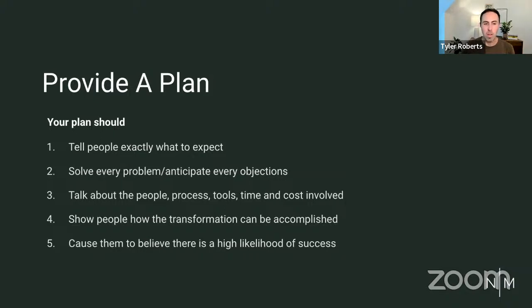So we want to, number one, tell people exactly what to expect when they follow the call to action. We want to make sure that we're solving problems or anticipating objections prior to them calling. So that could be like pricing, it could be timing, it could be just general anxiousness about contacting an attorney. Number three, we want to talk about the people, the processes, the tools, the time, and the costs involved. So again, we're breaking down that barrier. We're demystifying the process. And then we want to show people how when they call us, they are going to achieve some sort of desired outcome, right? And then we want to cause them to believe in the likelihood of that outcome.